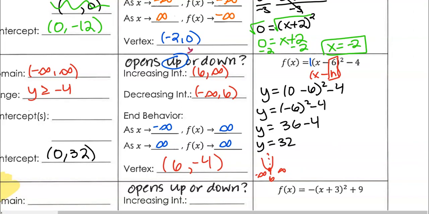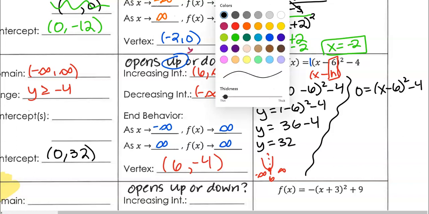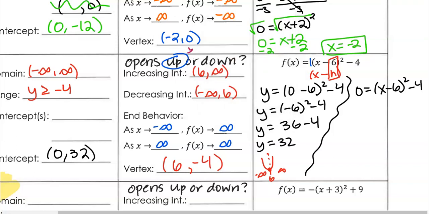Now, you have to make y 0 to find your x's. x minus 6 squared minus 4. We have to make our y 0. Let's do green. So this is the y-intercept because I have the y. This side's going to be our x-intercept because we have our x in there.